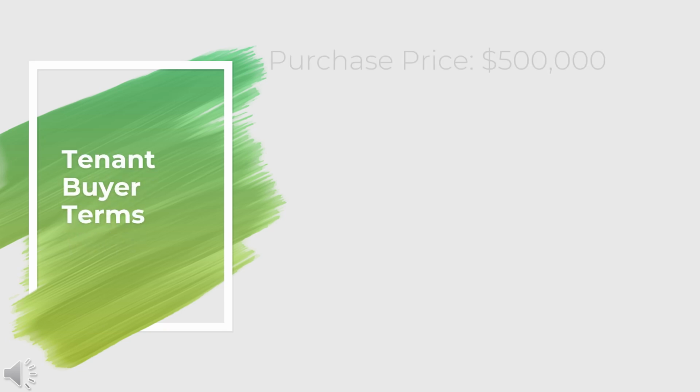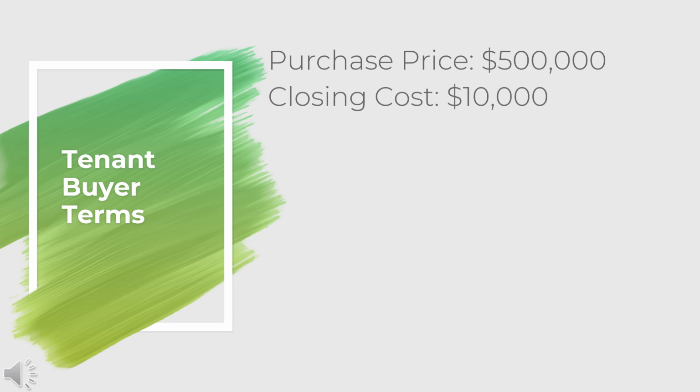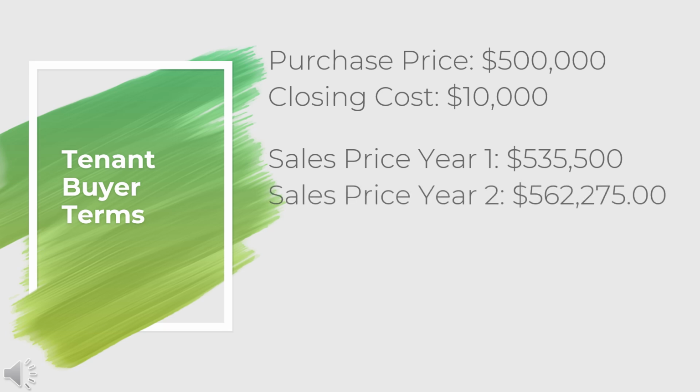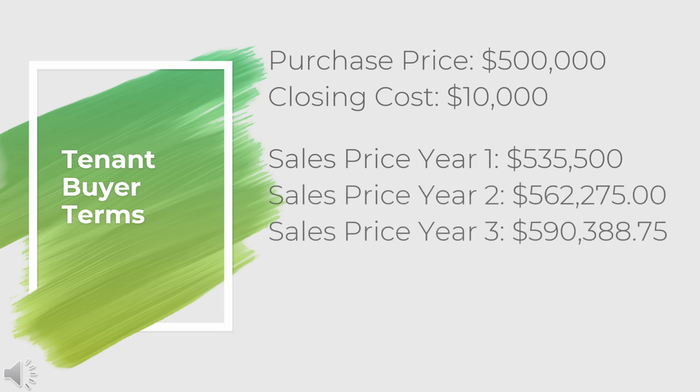So the purchase price for the tenant buyer will be, the original purchase price was $500,000, $10,000, let's say, is the closing cost. So with a 5% appreciation, the purchase price within the first year will be $535,500, and the second year will be $562,275, and $593,88.75 for the third year.